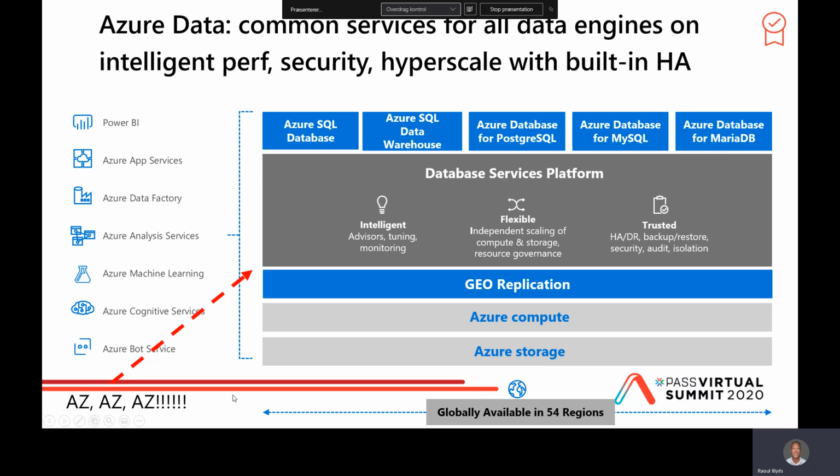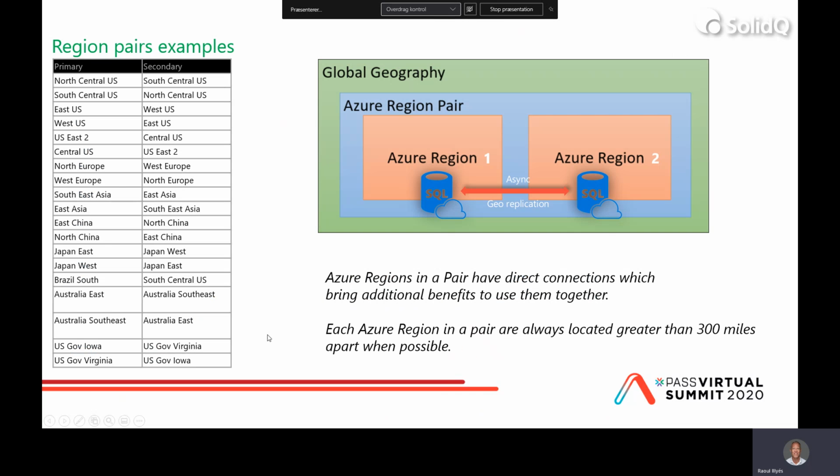Now you can see here, I added a red dotted line with an arrow that says AZ, AZ, AZ. What do I mean by that? Well, that is something that we need to understand as technicians when we migrate our workloads. Because as you can see here, everything in Azure is coupled in what's called an Azure region pair. So for example, you will always have a primary region and a secondary region. And you can see here in the list that I've copied that at the top, North Central US's secondary region is going to be South Central US.